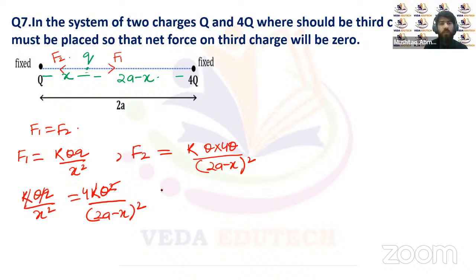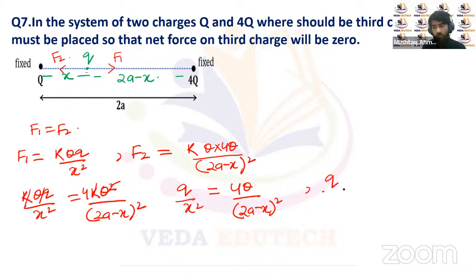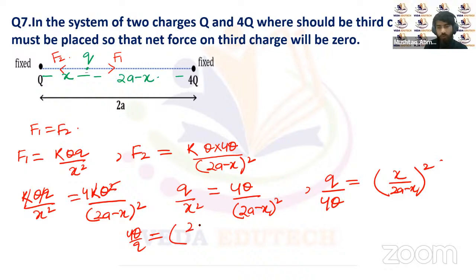The value of the third charge is not given here, so we have to find this x. So from here, q upon x square comes out to be equal to 4Q upon 2a minus x whole square. So what we can do here is that q upon 4Q will be equal to x upon 2a minus x whole square. Or we can say that 4Q upon q will be equal to 2a upon x minus 1 whole square.